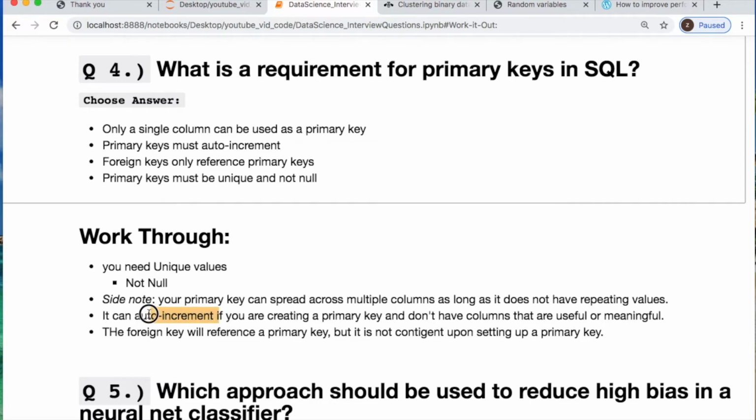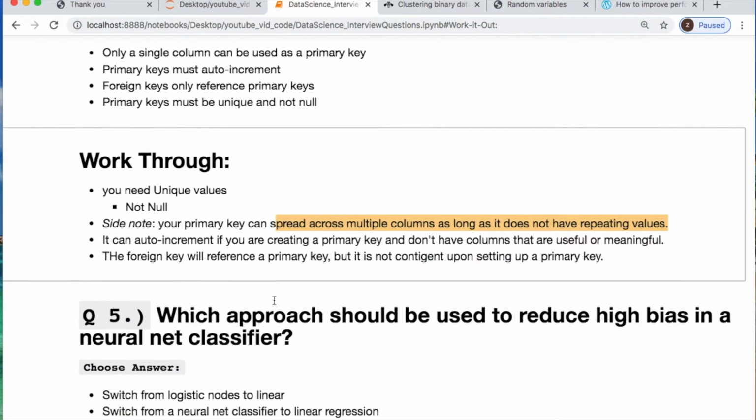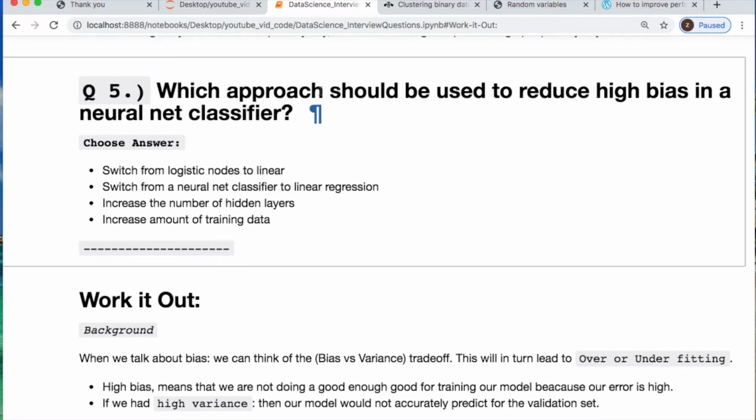While auto increment is something that can occur if you set up a primary key, it would only work if data did not already have a primary key, or your data didn't have anything useful that evaluated to a primary key. That's where you could generate your own, all right? But something that's interesting here as a side note, it says only a single column can be used, and that's not necessarily true. You can have multiple columns that spread across as long as the data does not repeat itself, okay?